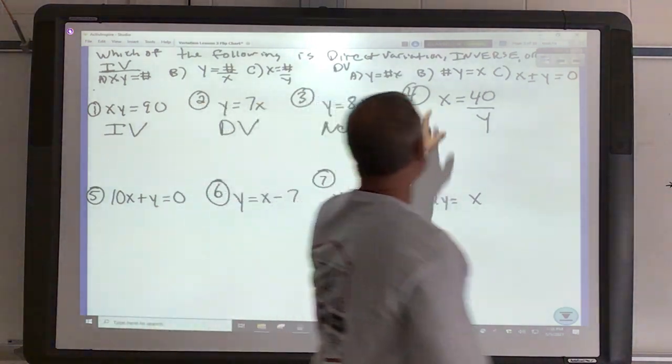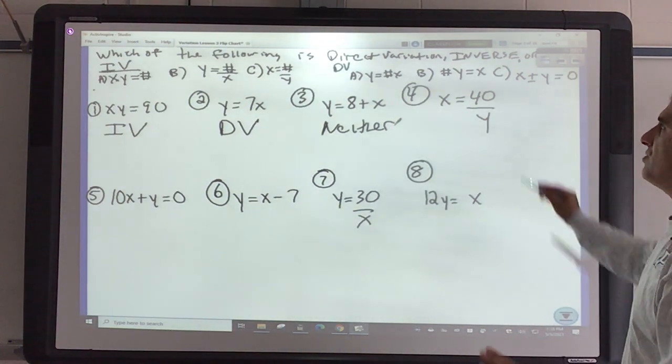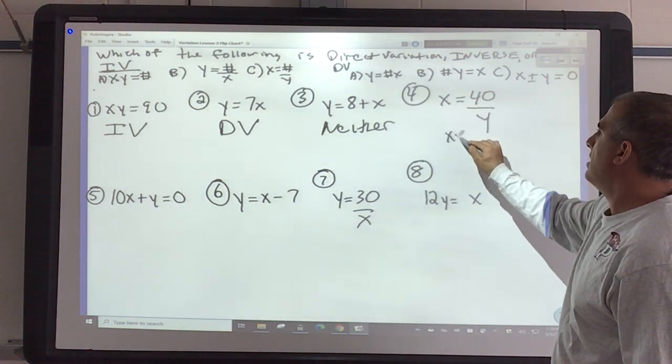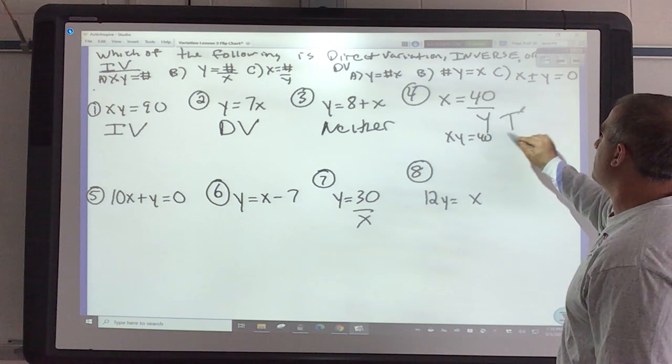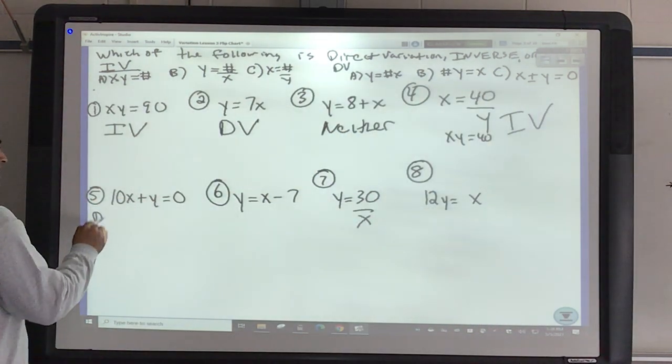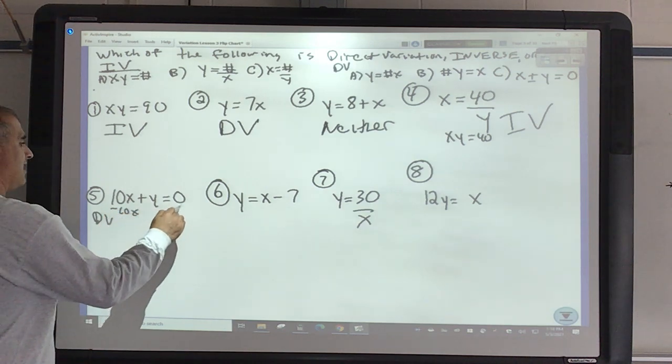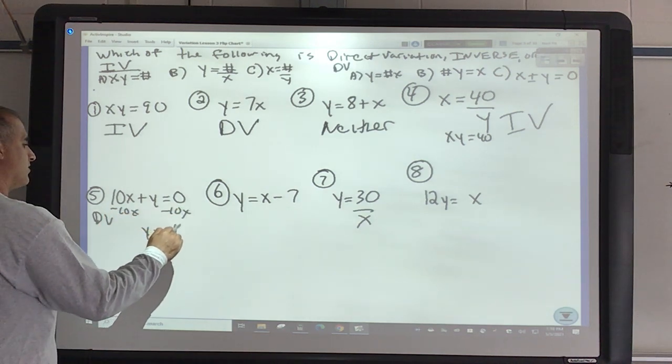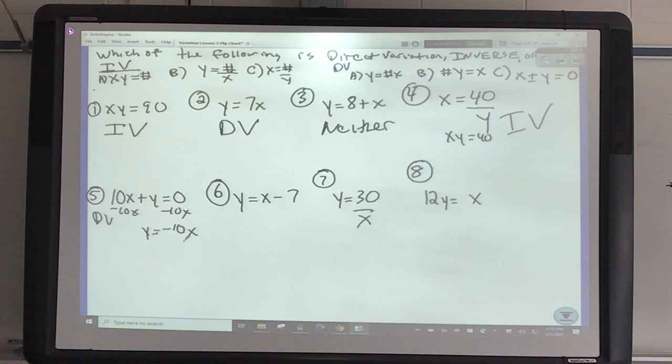This one, I've got x and y. This is okay because I can move that up, and that'd be xy equals 40. So this is inverse variation. This one would be direct variation. Why? Because if I subtract 10x, I would have y equals negative 10x, which is the same as direct variation.